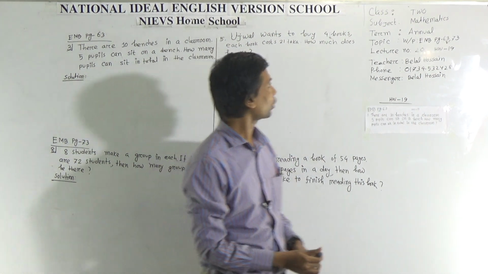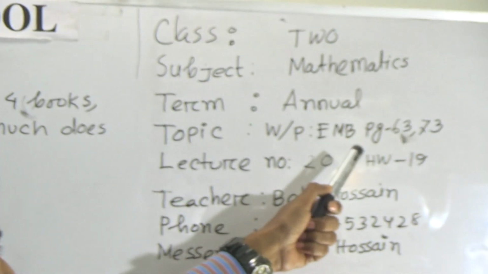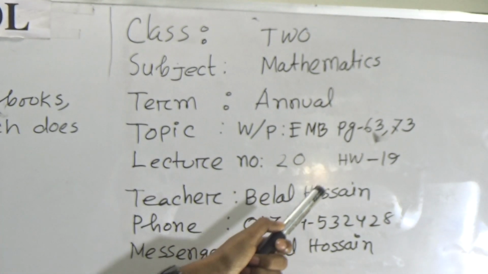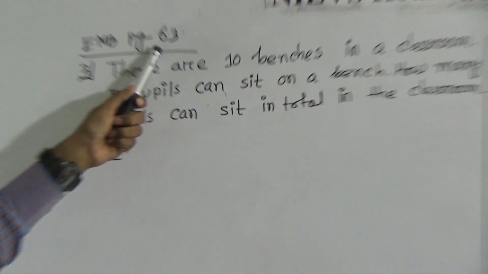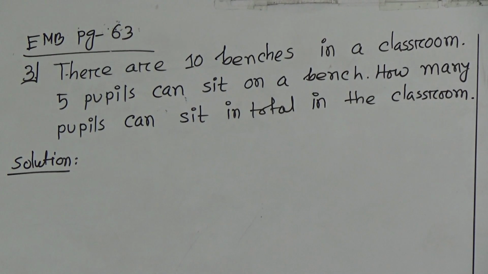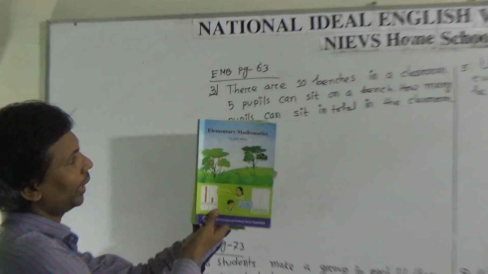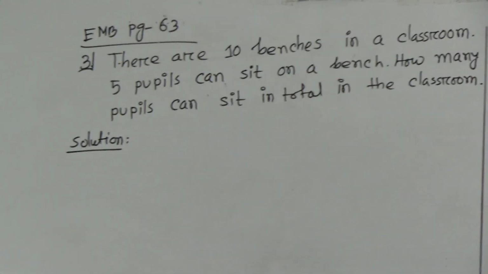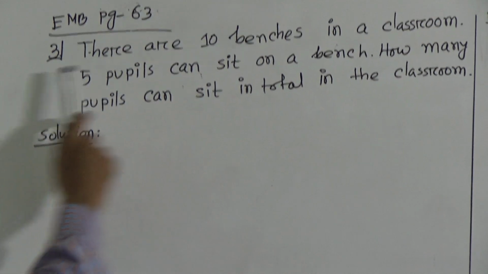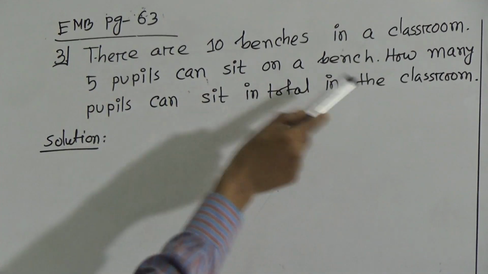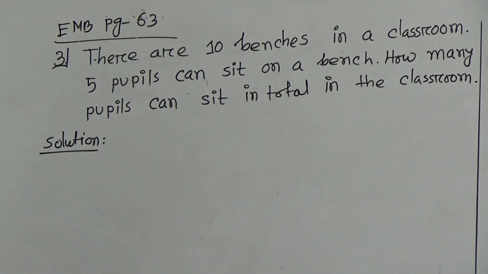Dear student, today our topic is word problem, EMB book page 63 and 73, and lecture number 20, HW number 19. Look, EMB page 63. EMB means Elementary Mathematics Book, this book. Question number 3 and question number 5 are taken from EMB page 63.